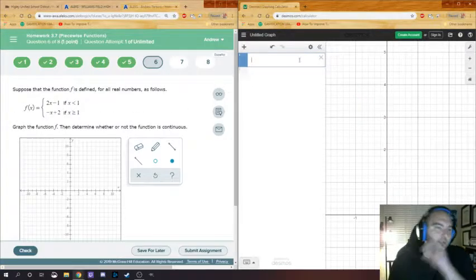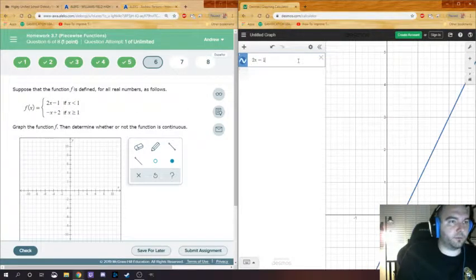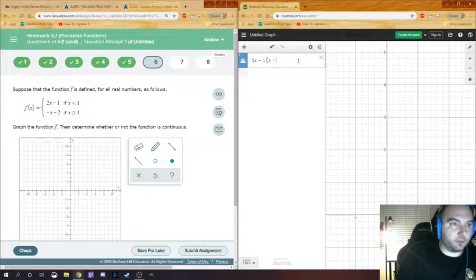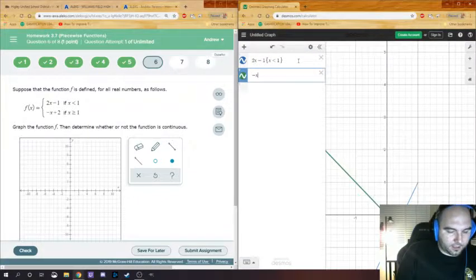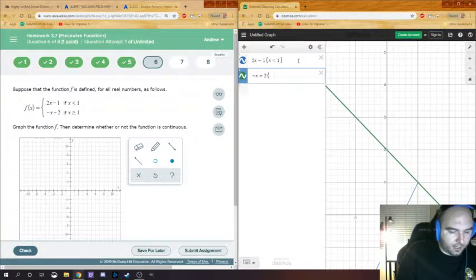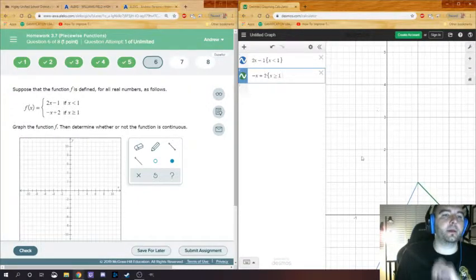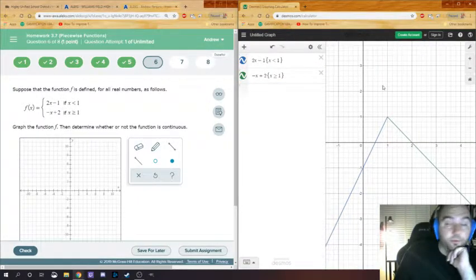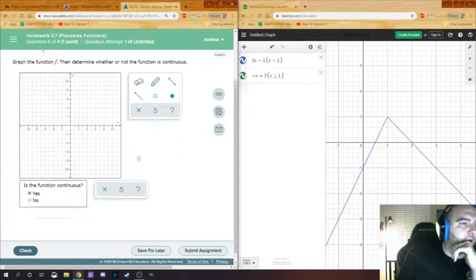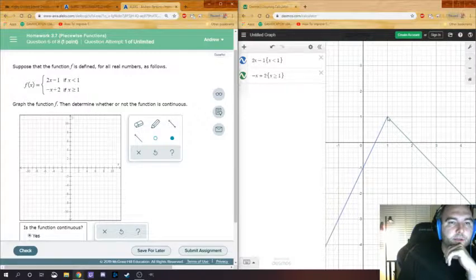Alright, I'm going to run through these and do them. So we got 2x minus 1, we got x is less than 1, we got negative x plus 2, we got x greater than or equal to 1. Okay, you can see these are attached, so definitely going to be continuous. Might as well click that right now. Okay, then we have to do the graphing. So you'll notice they meet at 1, 1.